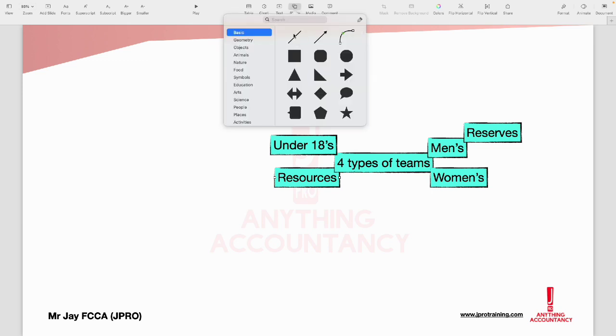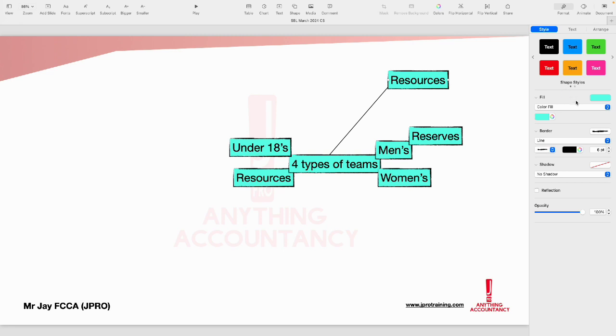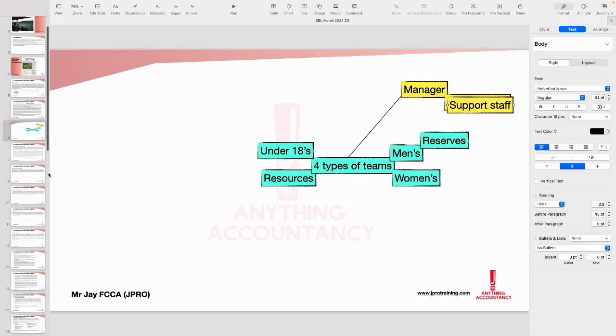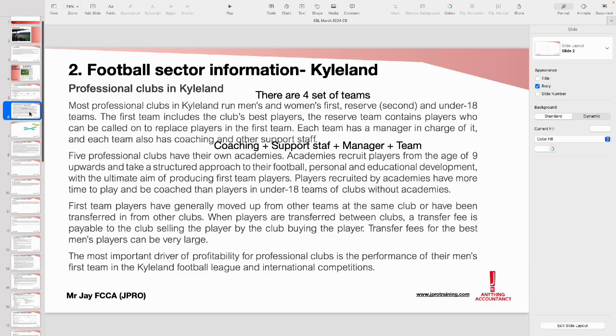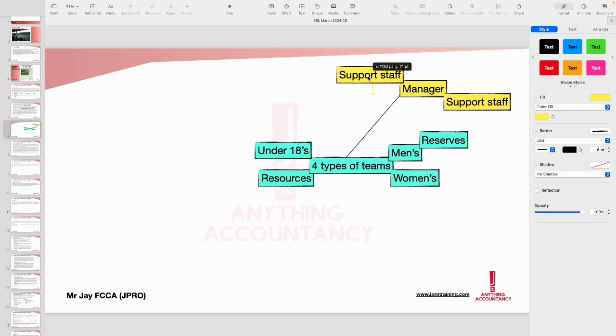Now, to get the players, you already know that these 4 teams have some kind of structuring. What are the structures that these teams have? Well, the structuring includes a manager and support staff. Remember, they have support staff. They also have another one inside there. What's the other one they have? The other thing they have is coaching staff. So remember, they have also got a coaching staff.